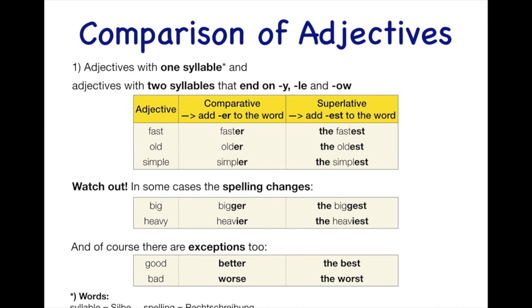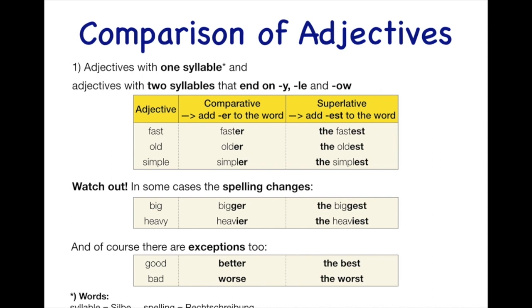Okay, also wie bildet man jetzt diese Steigerungsformen des Adjektivs? Zum Beispiel, wenn ich ein Adjektiv habe, also ein Eigenschaftswort mit einer Silbe oder auch bei einem Eigenschaftswort mit zwei Silben, aber das auf ein Y, ein LE oder ein OW endet, dann hänge ich in der ersten Steigerungsform, also im Komparativ, ein ER an und im Superlativ ein est. Also Beispiel fast, also schnell, funktioniert fast, faster, the fastest. Also schnell, schneller, am schnellsten oder der schnellste, die schnellste.